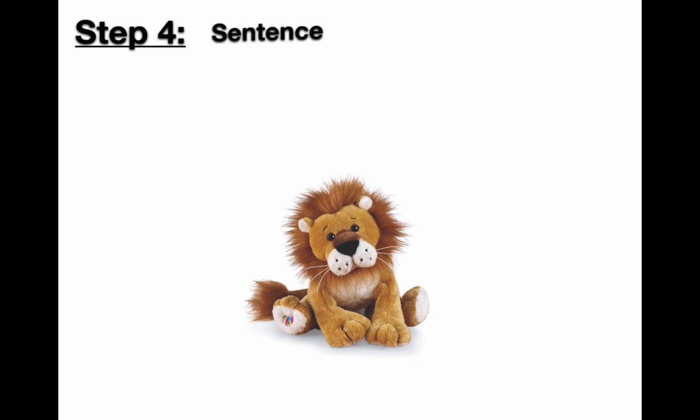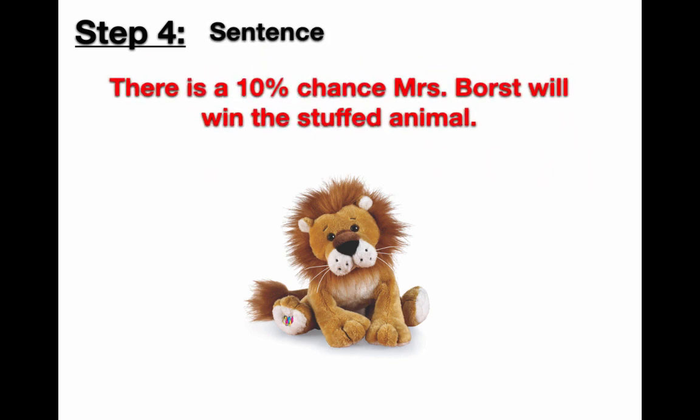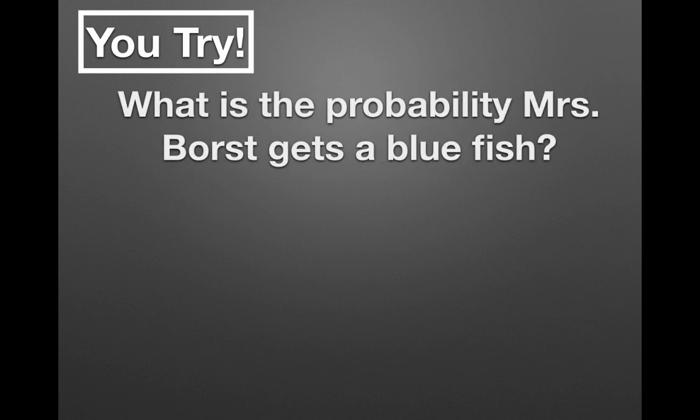That's going to be step 4. Let's write that down in a sentence. So there is a 10% chance Mrs. Borst will win the stuffed animal. Okay, so now it's your turn to try. With that same problem, I want you to figure out the probability of Mrs. Borst getting a blue fish from the tank. Go ahead and hit the pause button on your device and see if you can answer that question.